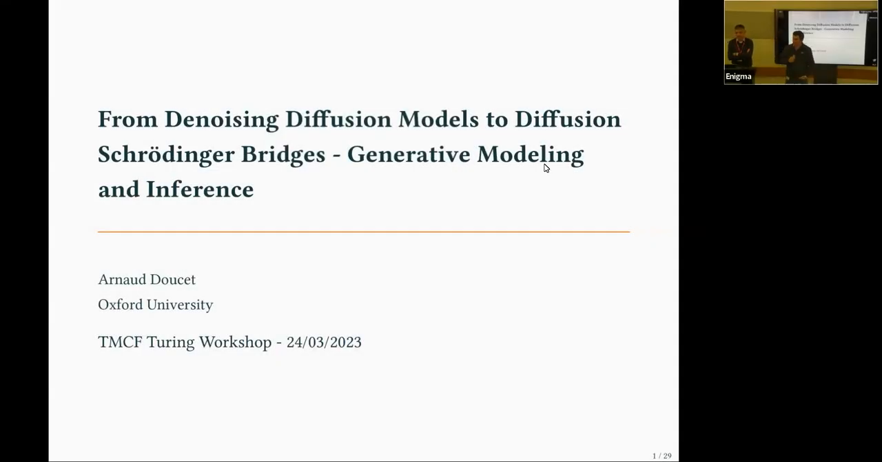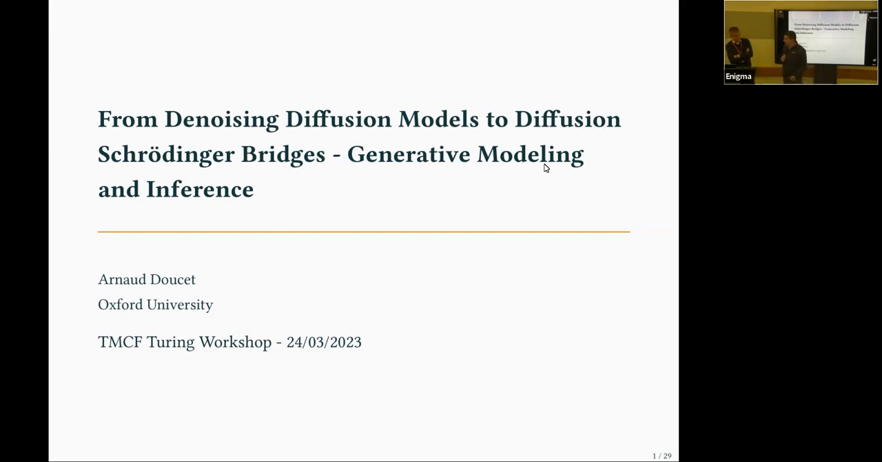We had some fantastic talks this morning, and I'm truly excited to present our next speaker. He's a professor of statistical learning at Oxford University. He's a senior research scientist at DeepMind. This is Professor Arnaud Doucet, and we're very pleased to have him here with us.